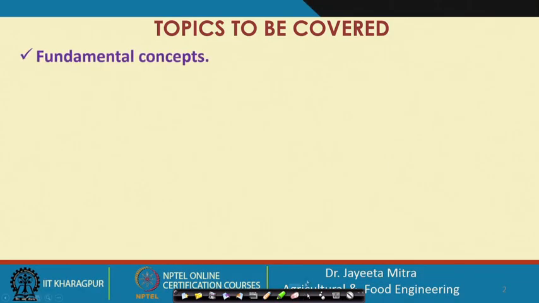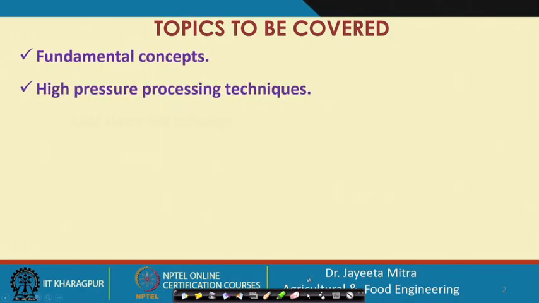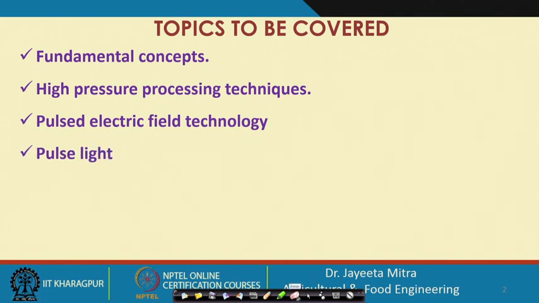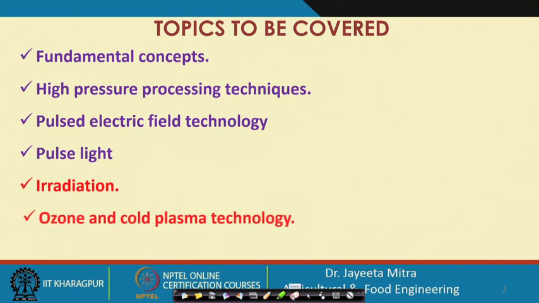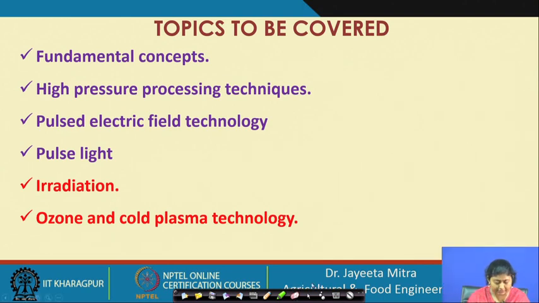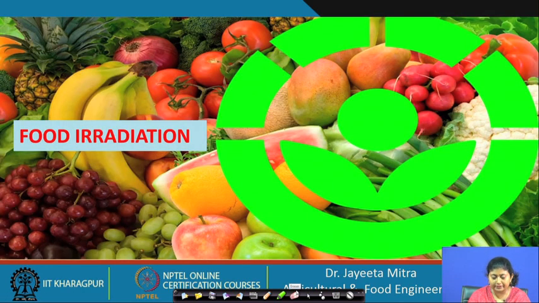We are in the last chapter of our course, that is non-thermal preservation for food, and in that we have already discussed a few techniques in non-thermal processing, such as high pressure processing, pulsed electric field technology, and pulsed light also we have discussed. We need to discuss now irradiation, then ozone and cold plasma technology, and finally the hurdle technology. So, in today's class we will discuss food irradiation.